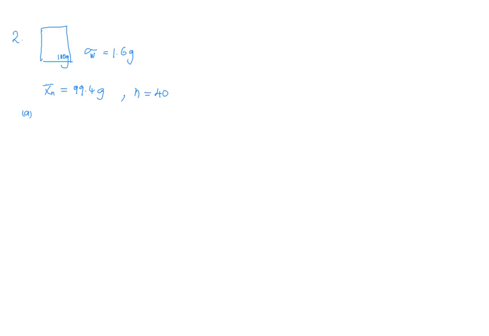Okay, construct. Ready. Z interval, number 7. Standard deviation is 1.6. Mean is 99.4. Sample size is 40. Confidence level is 95. Okay, done.